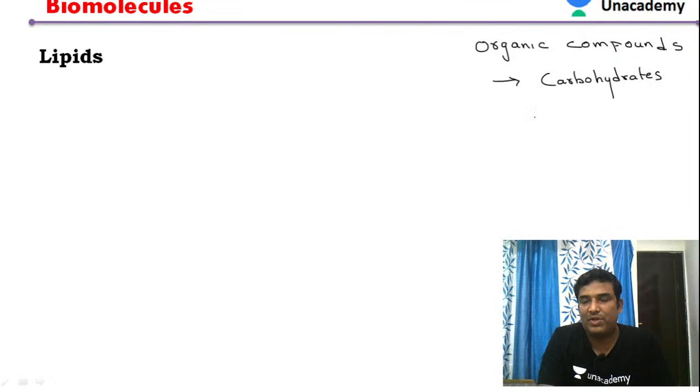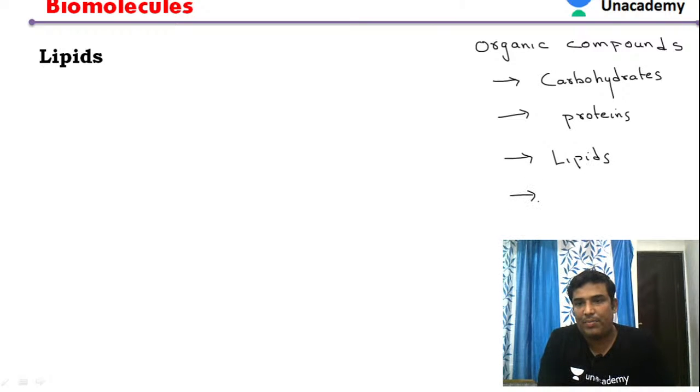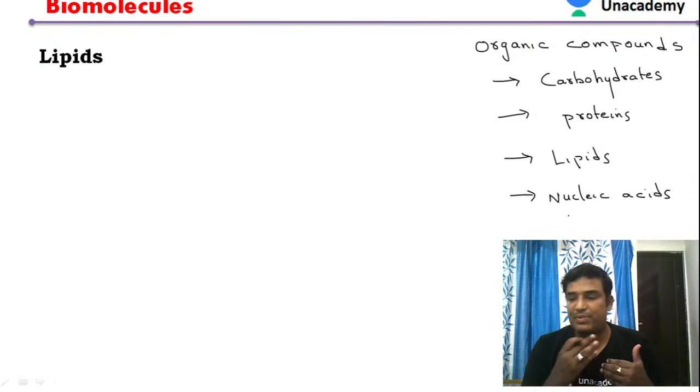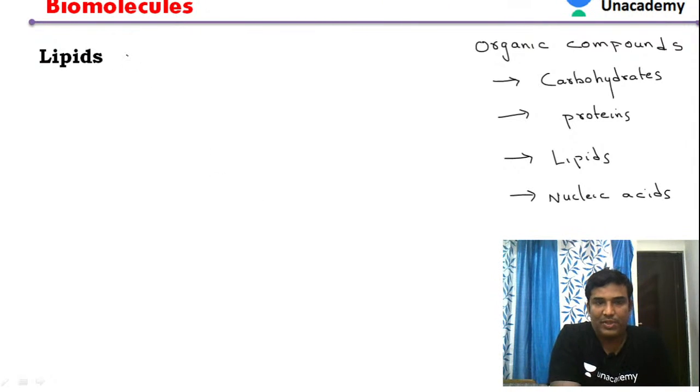So organic compounds include carbohydrates, proteins, as well as lipids, and nucleic acids. These are the different types of organic compounds. All of these, carbohydrates, proteins, lipids, and nucleic acids, come under the organic compounds. In today's class, we'll be discussing lipids.